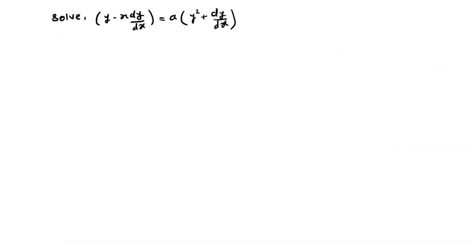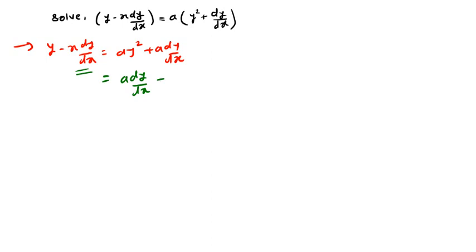Next example. To solve this example, the given example is like this. We have to convert this to the variable separable form so that we can get its answer directly. So this will be y minus x dy by dx is equal to a y square plus a dy by dx. Now see what will happen. I will take the dy terms to one side and the single terms to the other side. So this will be a dy by dx. This minus will become plus here, so this will be plus x dy by dx.